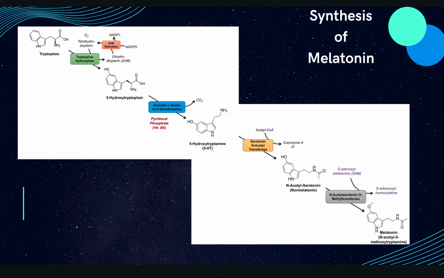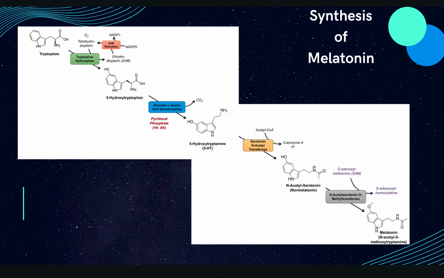As is stated in the name of the enzyme, hydroxylase, a hydroxyl group, or OH group, is added to tryptophan, as we can see here, and then it turns into 5-hydroxytryptophan. Then the enzyme aromatic L-amino acid decarboxylase takes off carbon dioxide from 5-hydroxytryptophan, turning it into 5-hydroxytryptamine. 5-hydroxytryptamine has a more well-known term: serotonin.